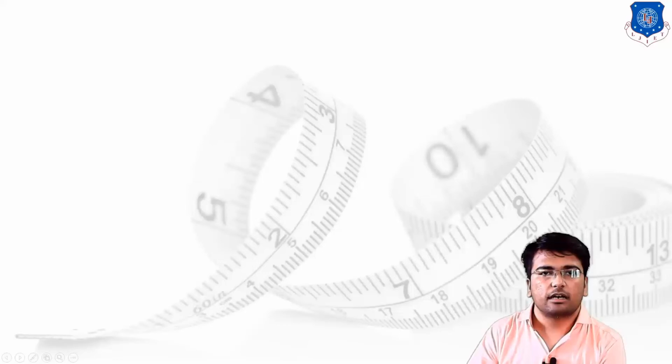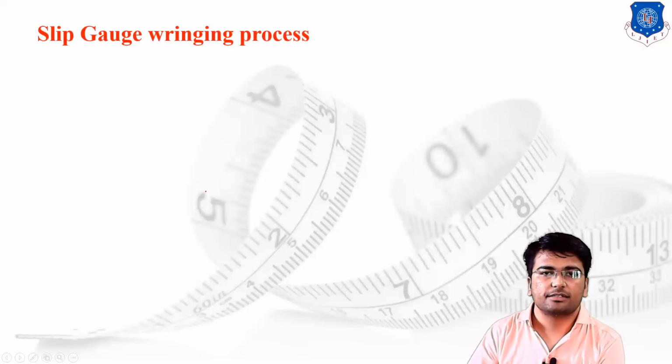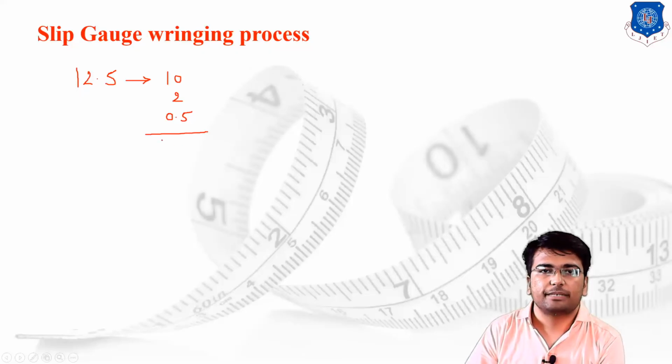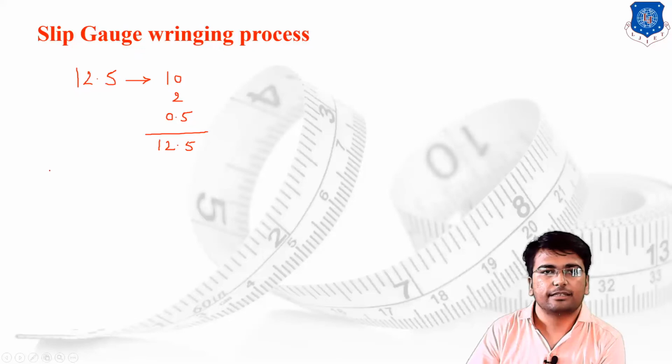Now we are going to discuss the ringing process inside the slip gauge. Suppose I have to make a stack of, let's say, 12.5 centimeter. Then I will use the slip gauge having the total length of 10 centimeter, the slip gauge having the total length of 2 centimeter, and the third slip gauge having the total length of 0.5 centimeter. If I can make a proper cumulation of all these slip gauges, I can say that this is exactly 12.5 centimeter of length.